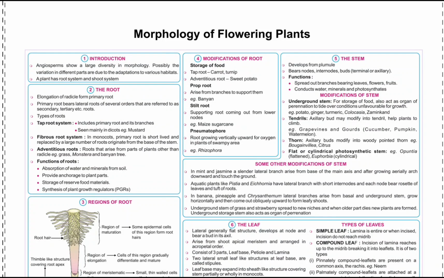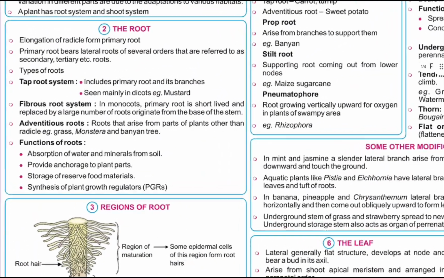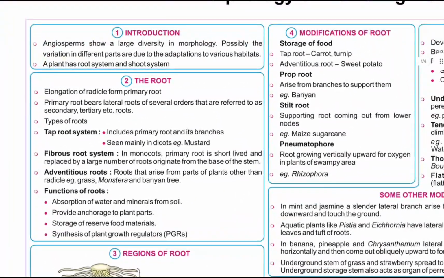In this video, we are going to revise Morphology of Flowering Plants. Introduction. Angiosperms show a large diversity in morphology. Possibly the variation in different parts is due to the adaptations to various habitats. A plant has a root system and a shoot system.